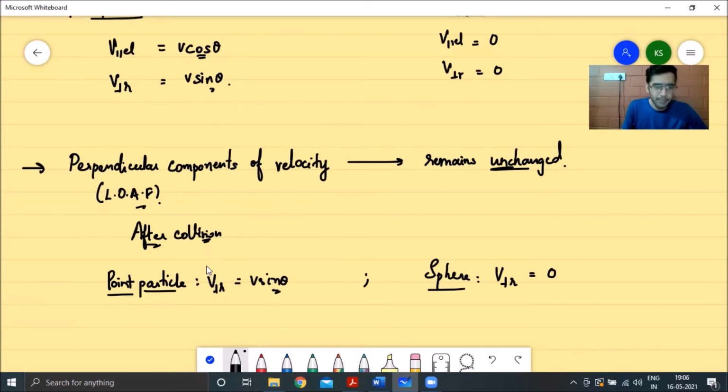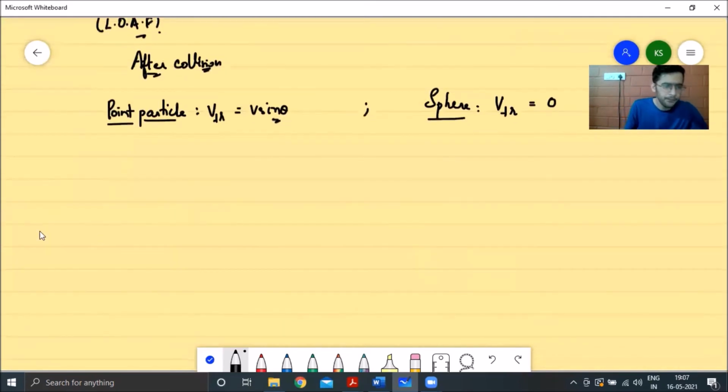The velocity of the particle perpendicular to the line of action of force was v sine theta before collision, so it will be v sine theta after collision as well. For the sphere, it was 0 before collision, so it will remain 0 after collision as well, right? So we have dealt with the perpendicular component of velocity now. We are left with the parallel component of velocity. How do we deal with it?